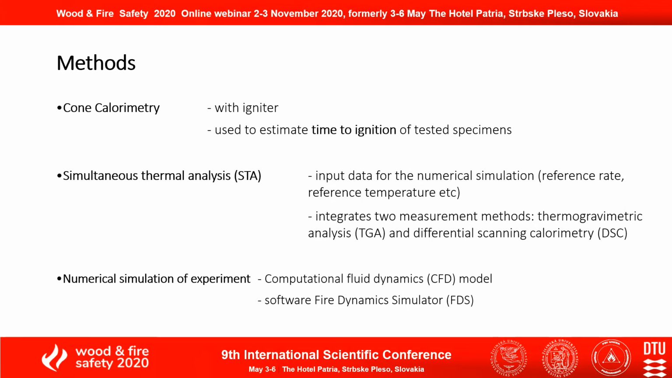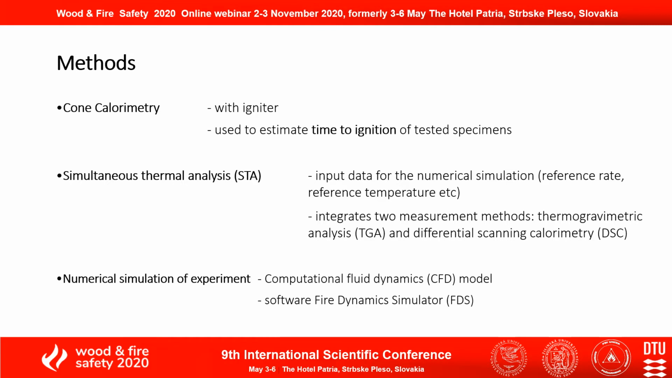The chosen method for the bench-scale experiment is cone calorimetry, which, with an igniter, was used to estimate time to ignition of tested specimens. Simultaneous thermal analysis, known as STA, is conducted as well to provide input data for the numerical simulation, such as reference rate and reference temperature. STA integrates two measurement methods, thermogravimetric analysis and differential scanning calorimetry.